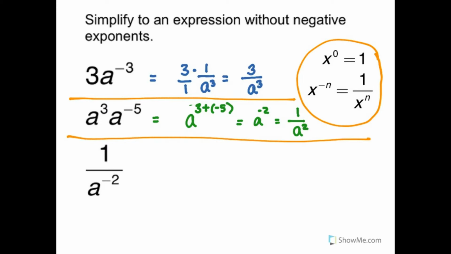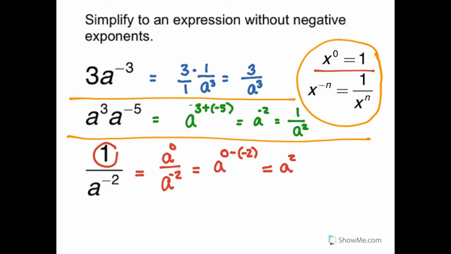The last expression is kind of tricky. I'm going to show you 2 different ways to simplify it. The first way would be to think of this 1 as being an a to the 0 power. So if I rewrite it like that, a to the 0 over a to the negative 2, and then I use the division property, that's going to be a to the 0 minus negative 2. Well, when you subtract a negative, you get a positive, and so I end up with a squared for this expression.